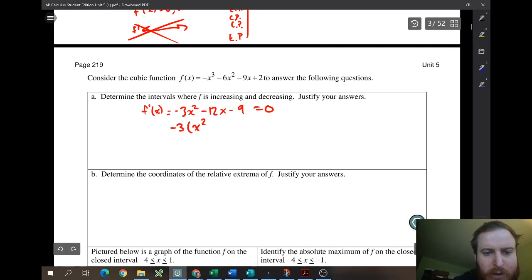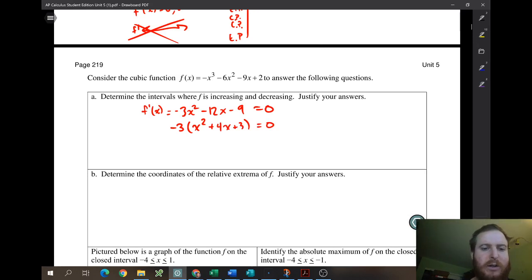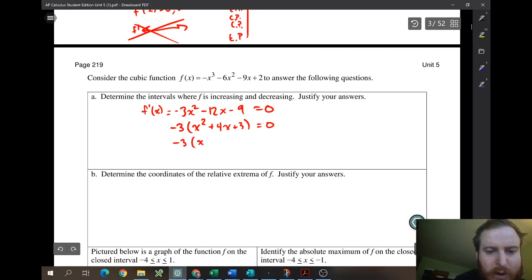So we can factor out a negative 3. That's going to make this so much easier to factor. But don't divide by negative 3, because the negative 3 is still going to determine our increasing and decreasing. So it needs to stay there. Then we're going to have x plus 3 and x plus 1. So this gives us x equals negative 3 and negative 1.